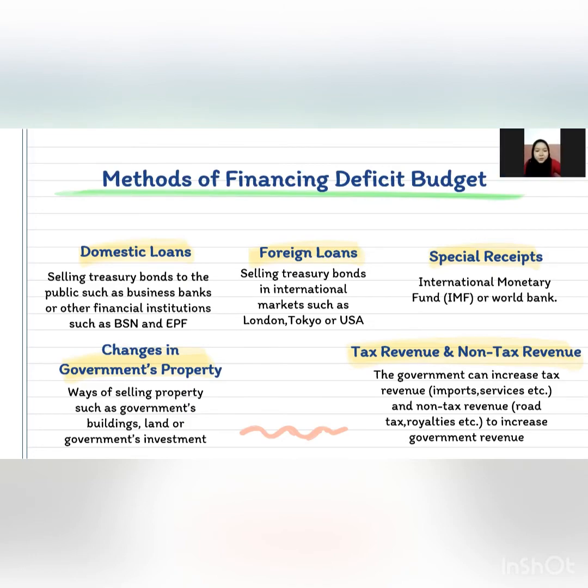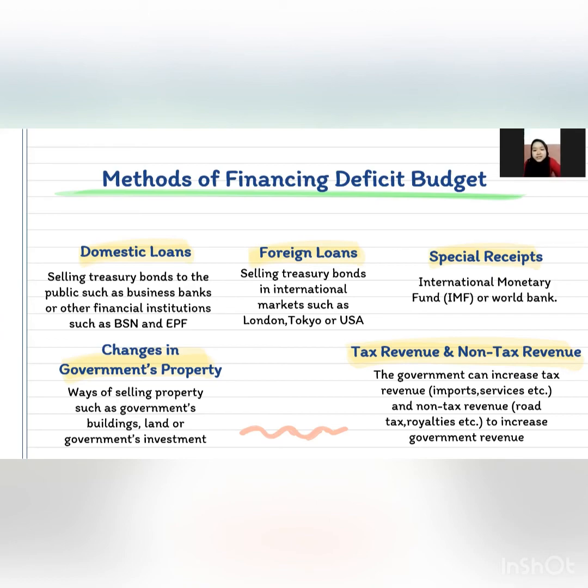Okay, the last thing that we want to discuss is methods of financing a deficit budget. There are five methods of financing a deficit budget, which are domestic loans, foreign loans, special receipts, changes in government's property, and tax revenue and non-tax revenue. For domestic loans, selling treasury bonds to the public, such as business banks or other financial institutions such as BSN and EPF. For foreign loans, selling treasury bonds in international markets such as London, Tokyo, or USA.